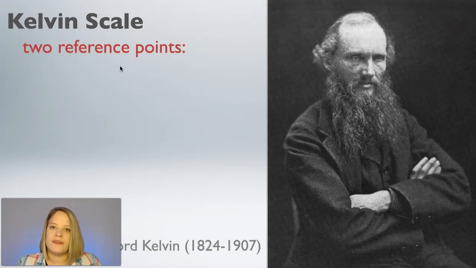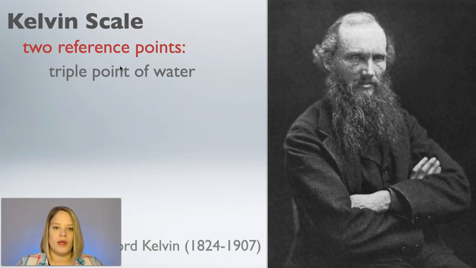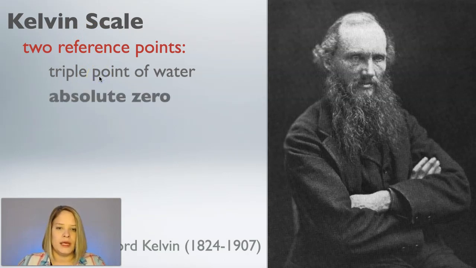So he also defined two reference points. One is something called the triple point of water. We're going to come back later in the year and talk more about that, but it's water under a certain pressure and temperature, and you can get boiling ice water basically at a very specific pressure and temperature. It's actually pretty close to the freezing point of water.